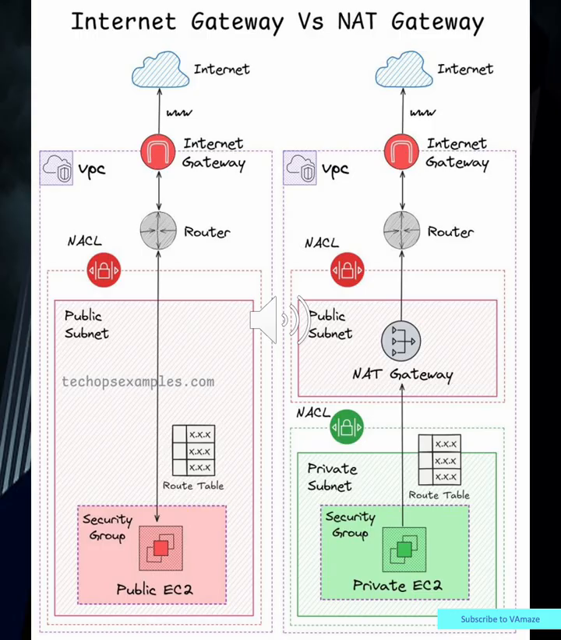With NAT gateway, private instances are inherently protected from inbound Internet traffic. Security groups still control outbound access from private instances. The NAT gateway itself handles the Internet-facing security concerns.